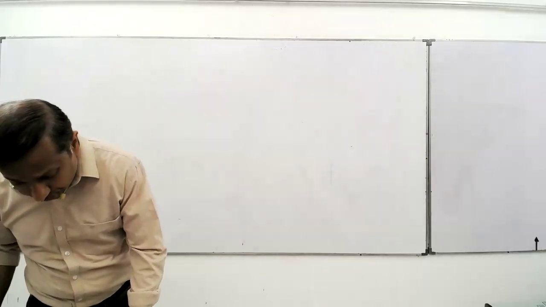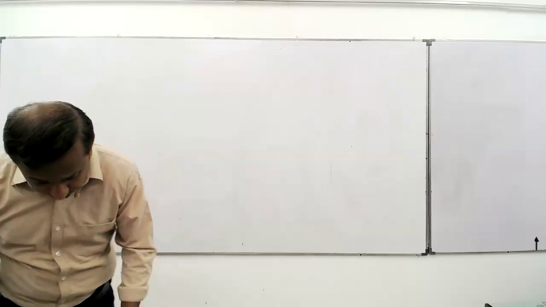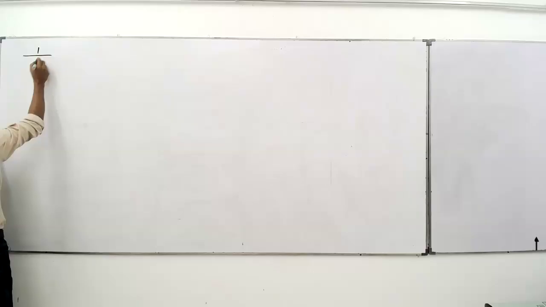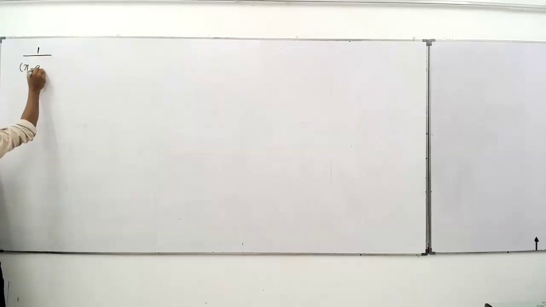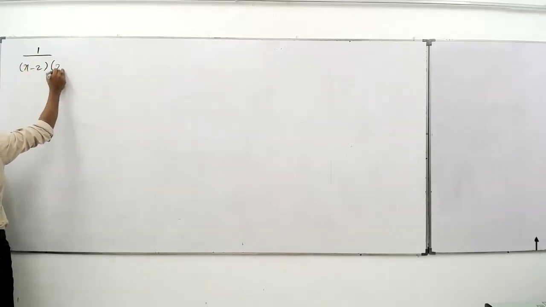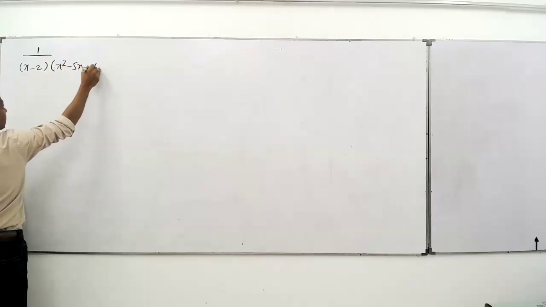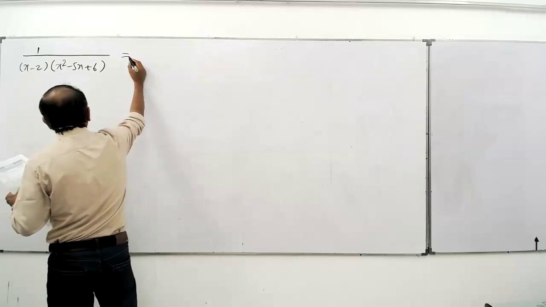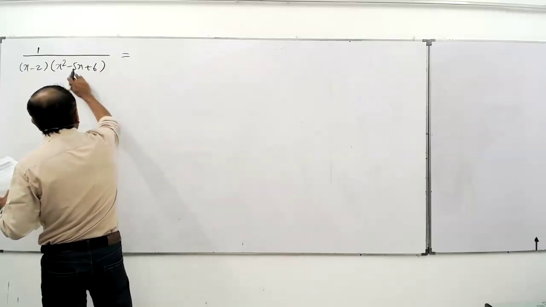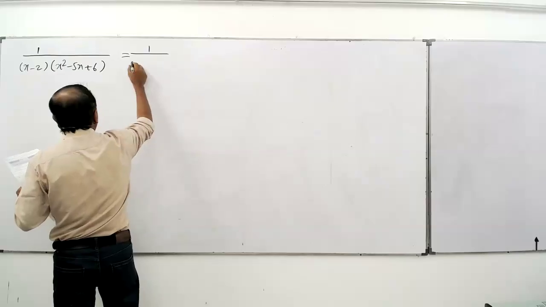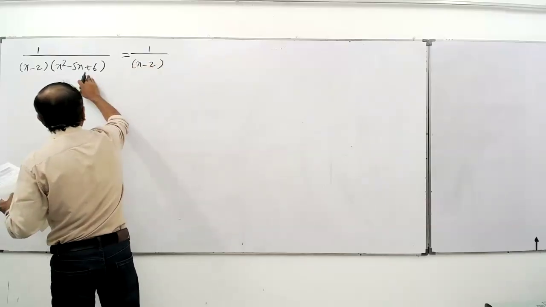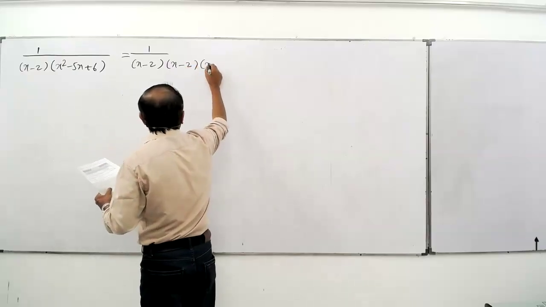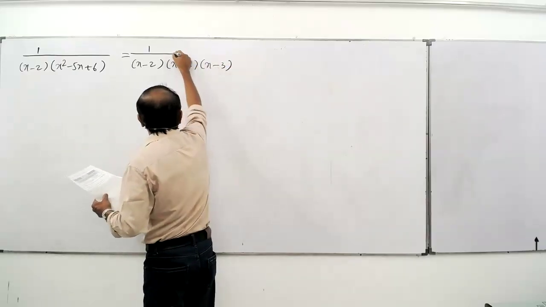Find the partial fractions of 1 over (x minus 2)(x squared minus 5x plus 6). Keeping it this way, you can try the partial fractions. You can factorize this, no? As practice, remember, if this quadratic is factorable, write its factors and write the partial fractions.